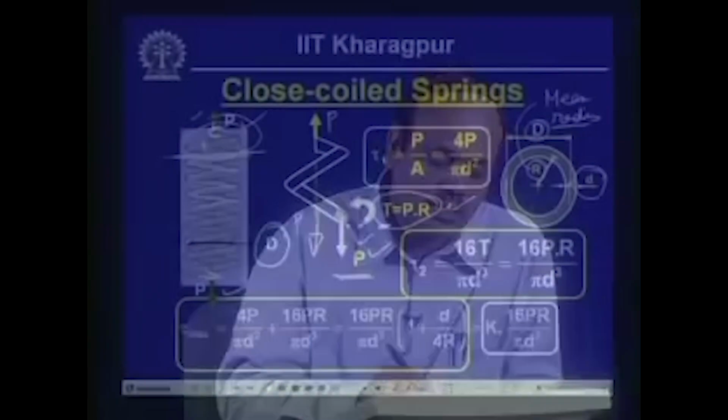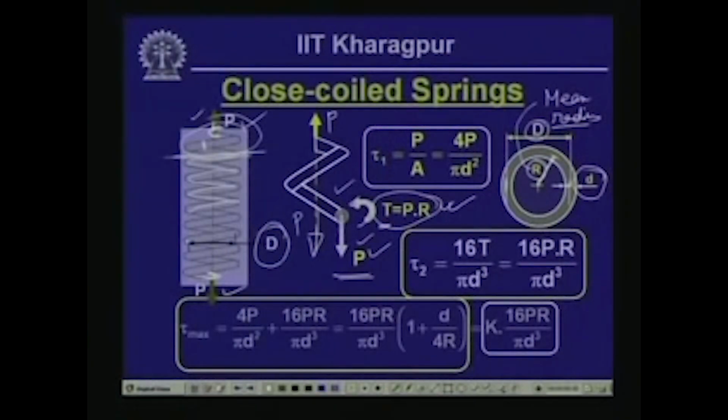Generally in a spring we consider the direct shearing stress in the form of average stress, which equals P by A. The cross sectional area of the spring wire is pi d square by 4, where small d is the diameter of the spring wire and P is the shearing force acting in the wire. So, the shearing stress tau 1 is equal to 4 P by pi d square.